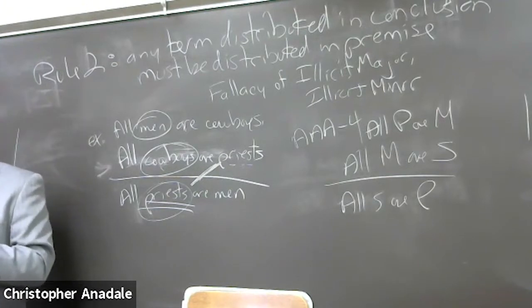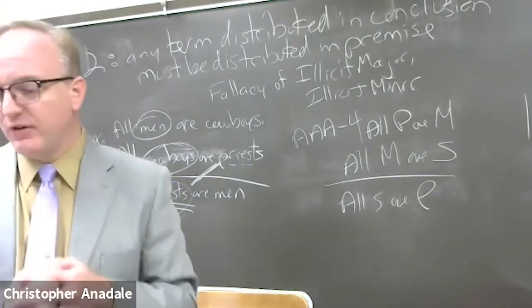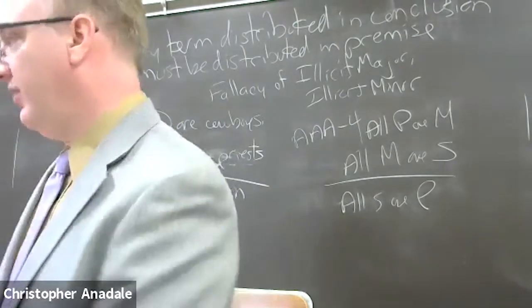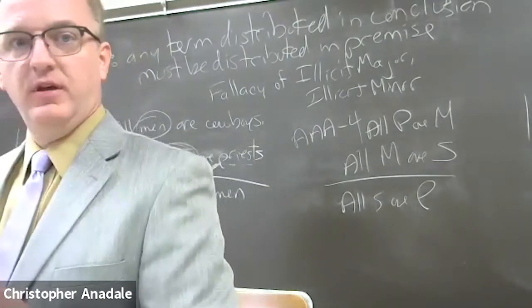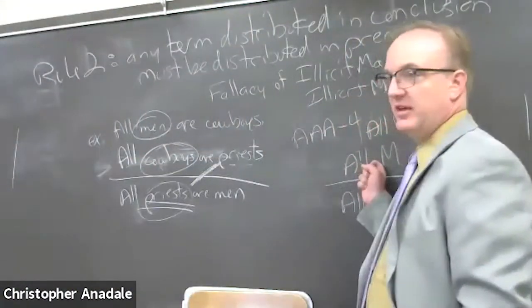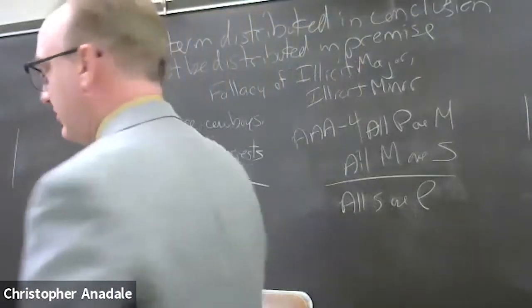You guys want more practice with this, or shall I go on to Rules 3 and 4? If you don't see this initially, you may not see it intuitively in every case, but practicing with it, you get to see the structure involved at the very least. Any AAA4 syllogism is going to be invalid because it commits the fallacy of illicit minor.